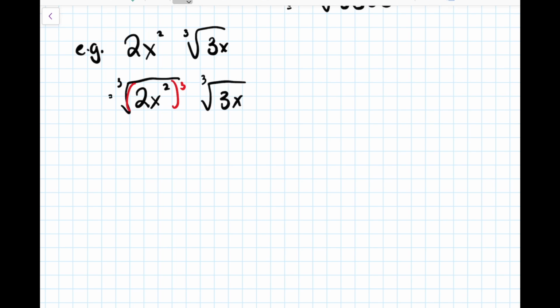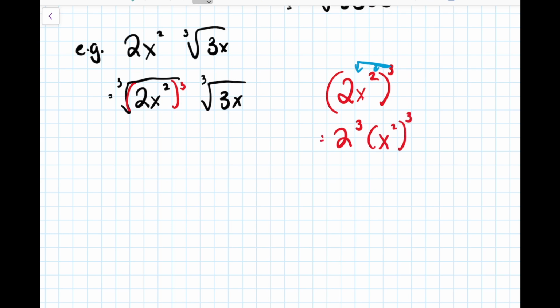So if I want to do 2x squared, cubed, a couple of exponent laws are coming into play here. First, when you have a product, so 2 times x squared, being raised to a power, that power goes onto both of those things. So this is going to become 2 cubed, and then it's going to become x squared cubed. Secondly, if you have a power raised to a power like this, so you've got x squared cubed, you're going to multiply those exponents. So this is going to become 8, and then x squared cubed is going to become x to the power of 6.